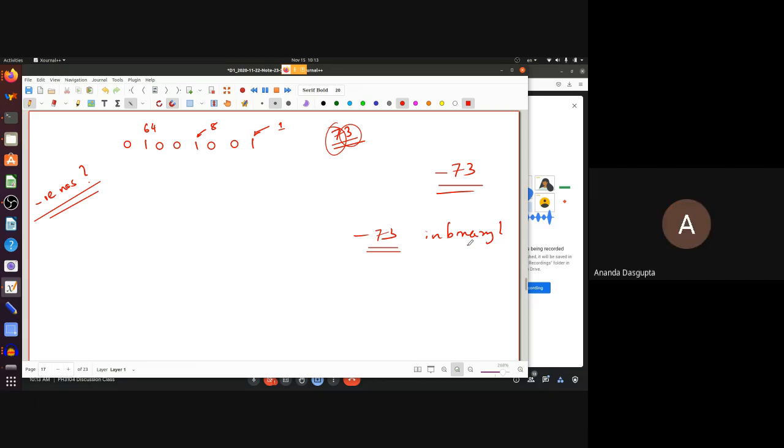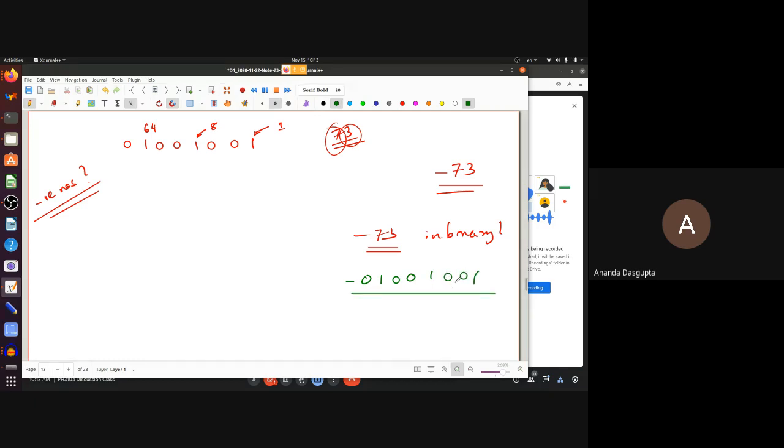Minus 73 in binary on a piece of paper. How would you write it down? Not on a computer, but if you wanted to write down minus 73 in binary on a piece of paper. Binary is just any other number system. You could use it just as well as decimal. How would you write that? Simple. You put a minus sign in front.